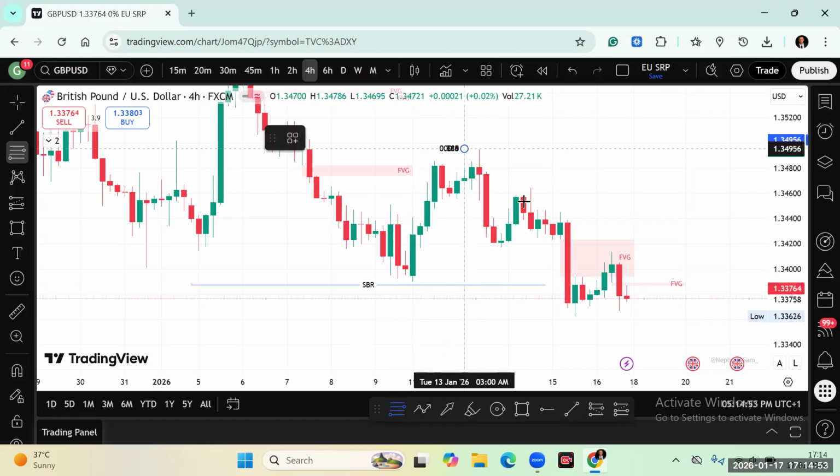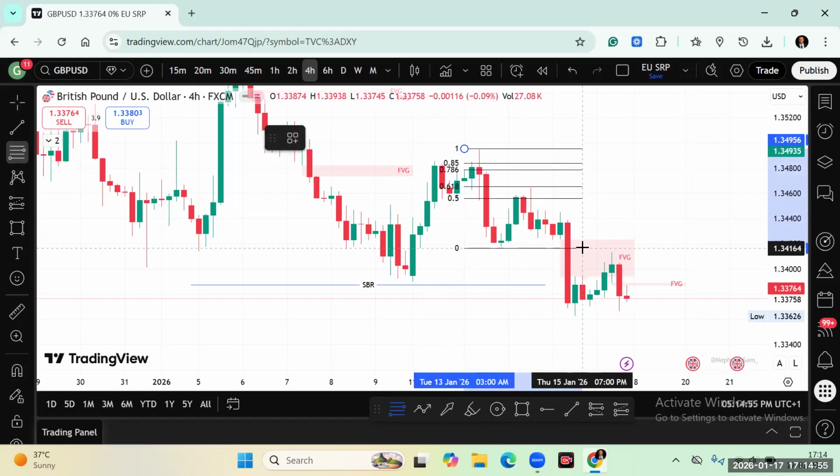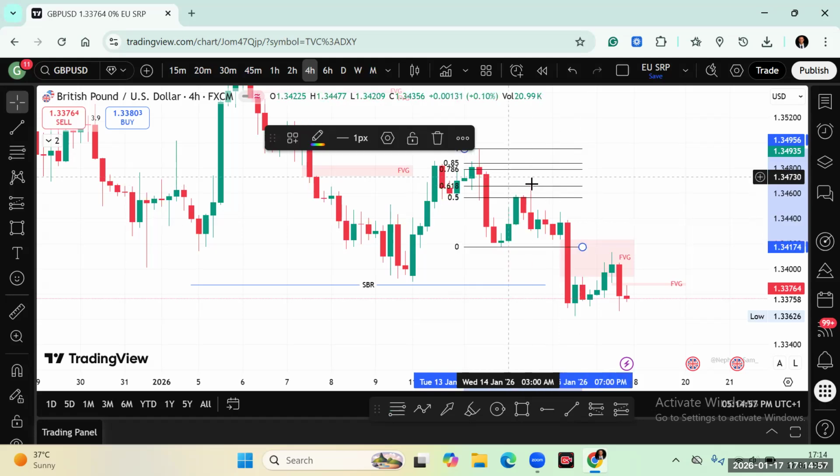this one came very close to 0.6 because this is a ranging market. You didn't do a deep pullback and it sold. So this place has been mitigated.